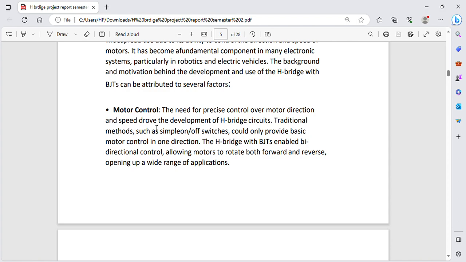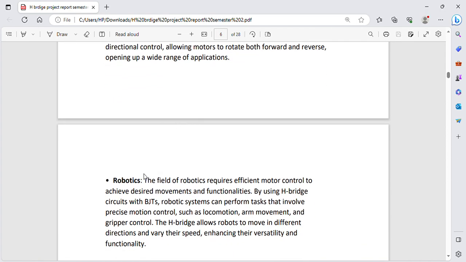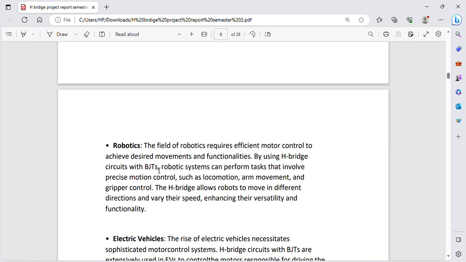In our circuit, we basically control the motor in both directions. Robotics requires efficient motor control to achieve desired movements and functionality. By using an H-bridge circuit with BJTs, a robotic system can perform tasks that involve precise motion control, such as locomotion and arm movement, like a robotic arm moving left, right, forward, backward, and gripper control. The H-bridge allows robots to move in different directions and vary their speed, enhancing their versatility and function.